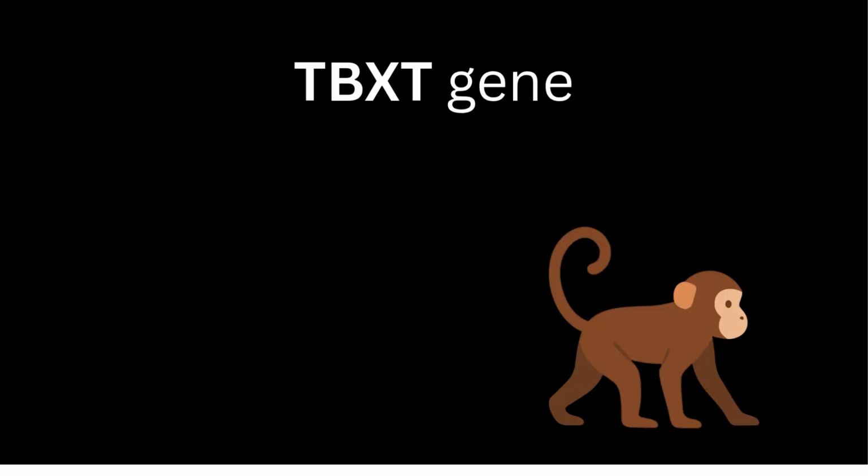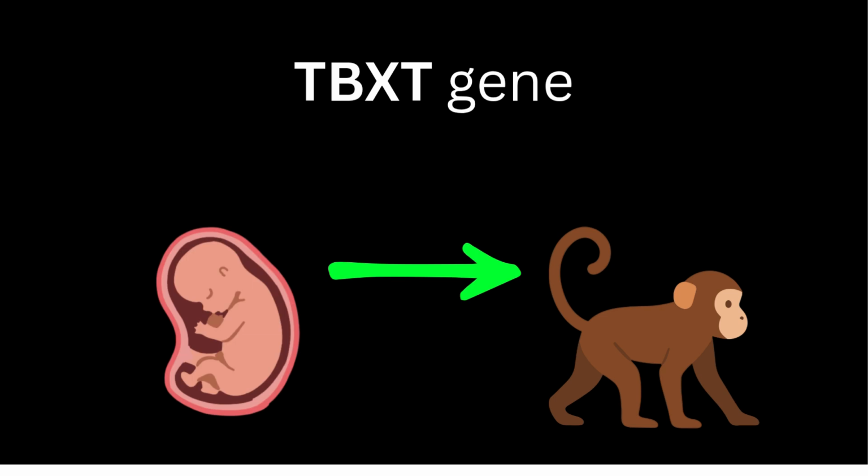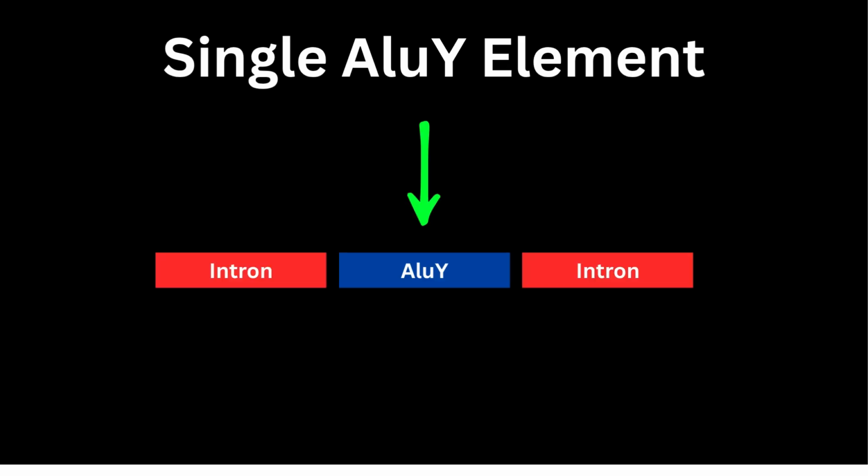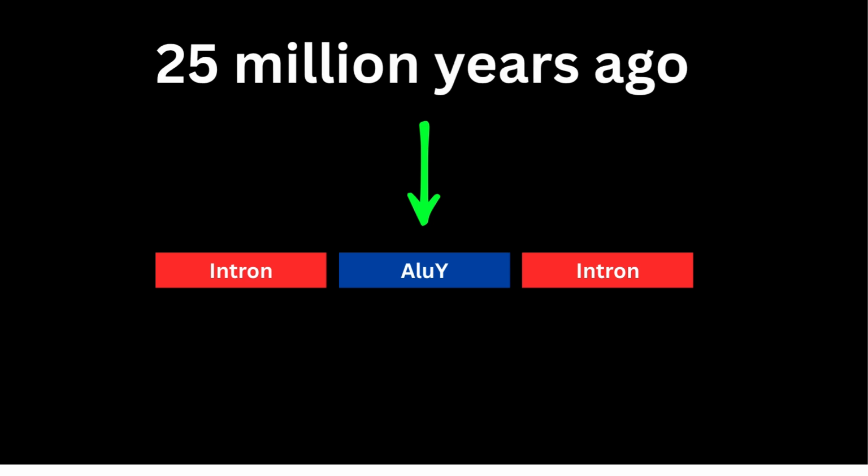The study looked at a key developmental gene called TBXT, which helps control tail formation in embryos. Researchers compared genomes from humans, apes, and Old World monkeys and discovered something surprising. A single transposable element, specifically an ALU-Y element, inserted itself into one of the TBXT gene's introns about 25 million years ago.